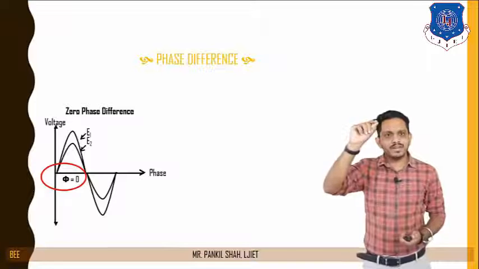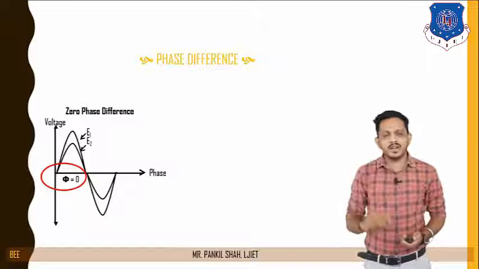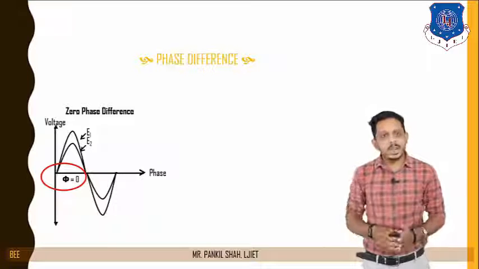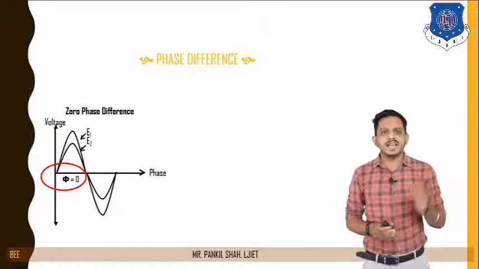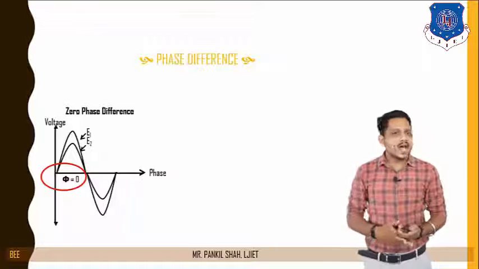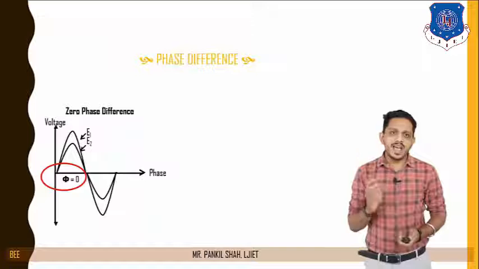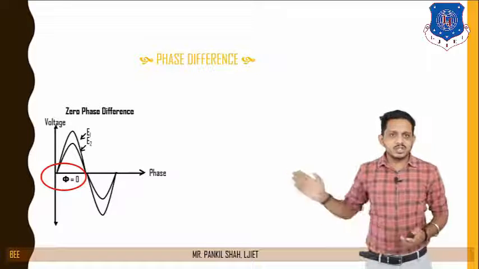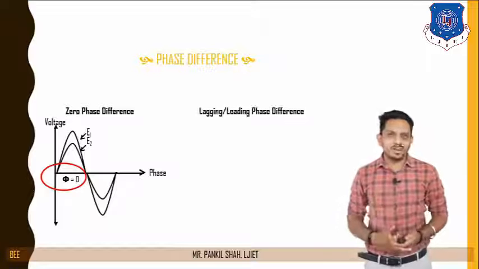direction, reaching their maximum at the same time, decreasing at the same time. Both complete their positive half cycle at the same time, that is 180 degree. Both complete their full cycle at 360 degrees. So we can say that these two quantities do not have any phase difference. They have zero phase difference. These two quantities are in phase. So this was the definition of the in-phase quantity.